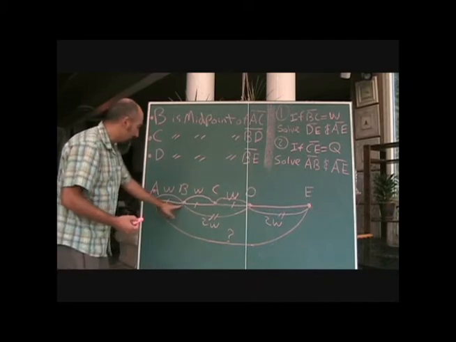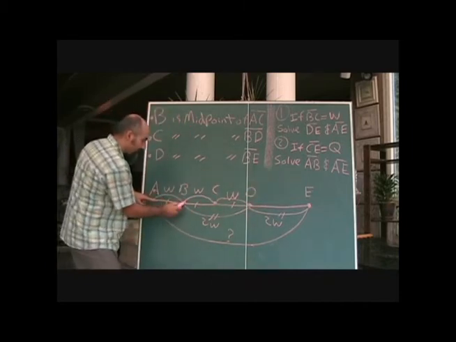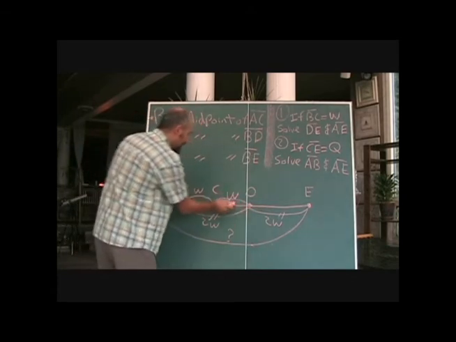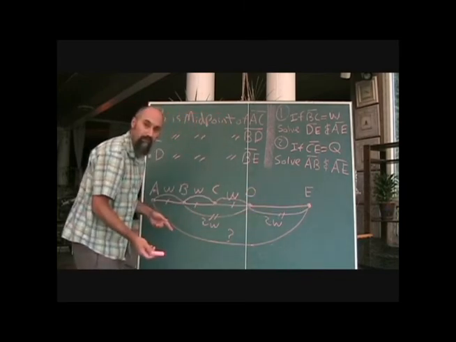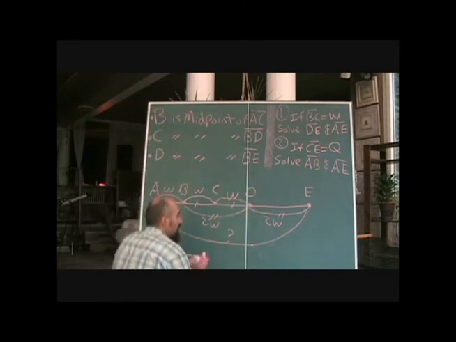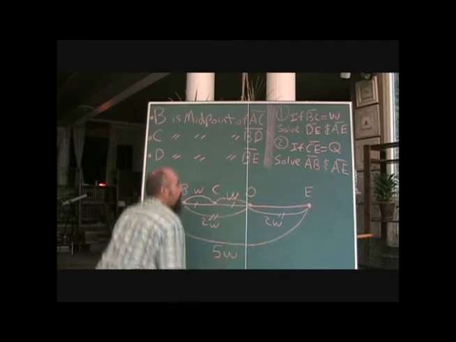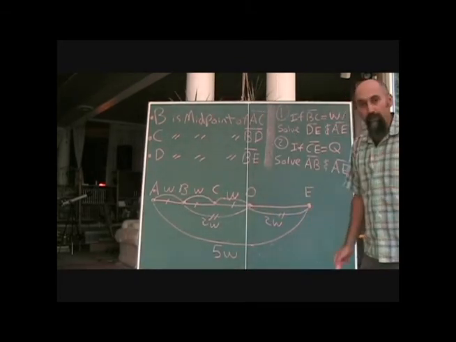Now all we've got to do is figure out what AE is. So all we do is just add up what the lengths are. That's W, that's W, that's W. So that becomes 3W, and that's 2W. 3W plus 2W is 5W. So this guy becomes 5W. So we just solved for question 1.